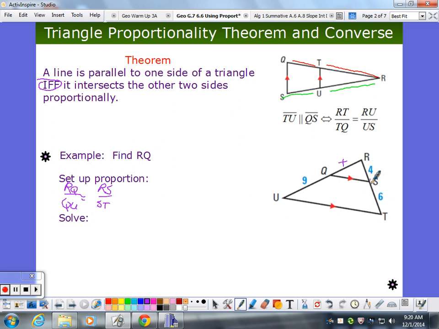This piece to this piece, that piece to that. How do I know that? Because I've got parallel lines here. Only can do that if I know they're parallel. So now let me put the numbers in, or what I know or don't know. I don't know RQ, but I know QU. I know RS, and I know ST. Cross product. So 6x equals 36. So whoops, x is 6.